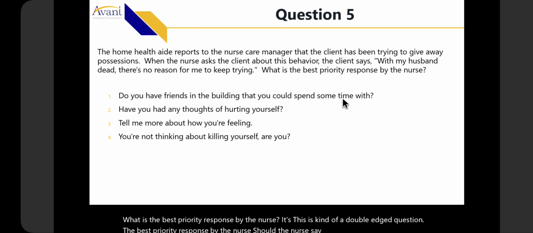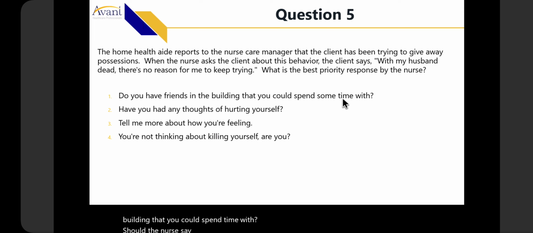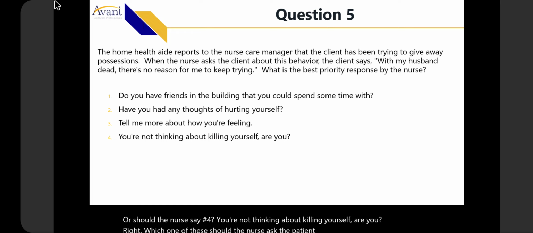Should the nurse say, do you have friends in the building that you could spend time with? Should the nurse say, number 2, have you had any thoughts of hurting yourself? Should the nurse say, number 3, tell me more about how you're feeling? Or should the nurse say, number 4, you're not thinking about killing yourself, are you? Right? Which one of these should the nurse ask the patient?